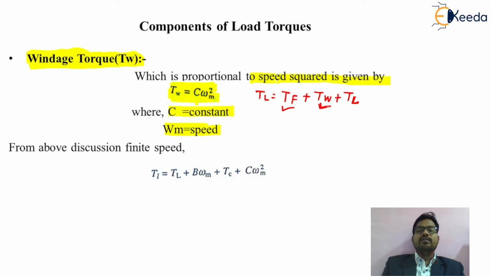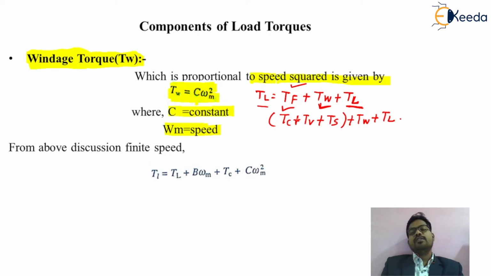This will be the value of the windage torque, and this will be the value of TL. And TL is called as what? It will be the value of the load torque. So from that particular equation, we get the value of TF. TF is basically the combination of Coulomb's friction plus viscous friction plus static friction. And we have the value of TW, that is windage torque, and the torque for the mechanical load.